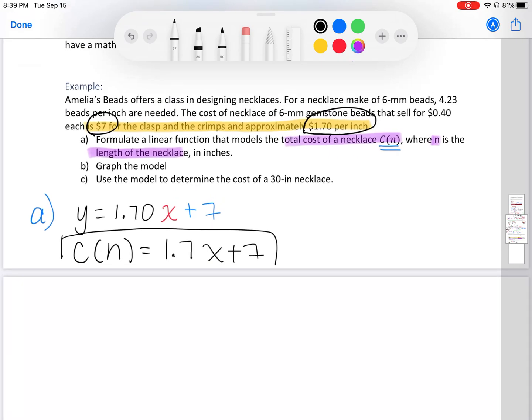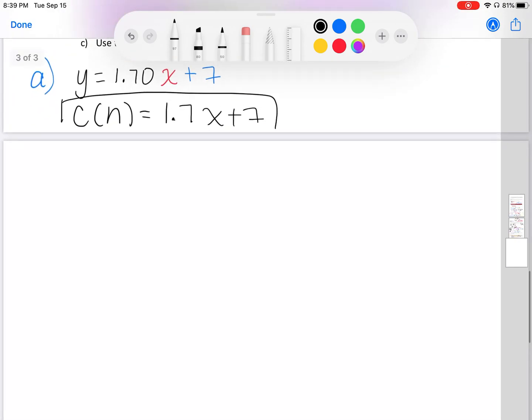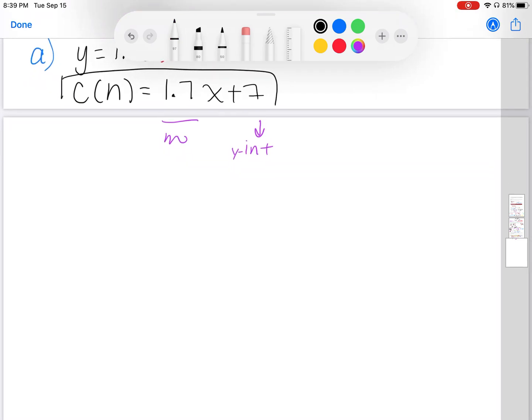Next, B, graph the model. Okay, well, we know how to graph, and we can use our y-intercept and our slope. We have our y-intercept, and we have our slope. Let's do a very rough sketch. So no matter what, I'm spending the $7. So let's go by fives. 1, 2, 3, 4, 5.